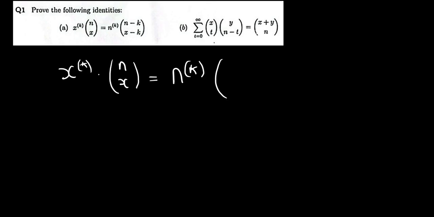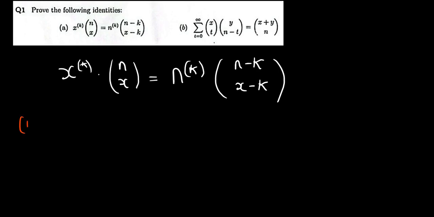Welcome to this video. In this video we are going to prove the identity x^(k) (falling) multiplied by n combine x is equal to n^(k) (falling) multiplied by n minus k combine x minus k. For us to prove this identity we need to know three definitions.